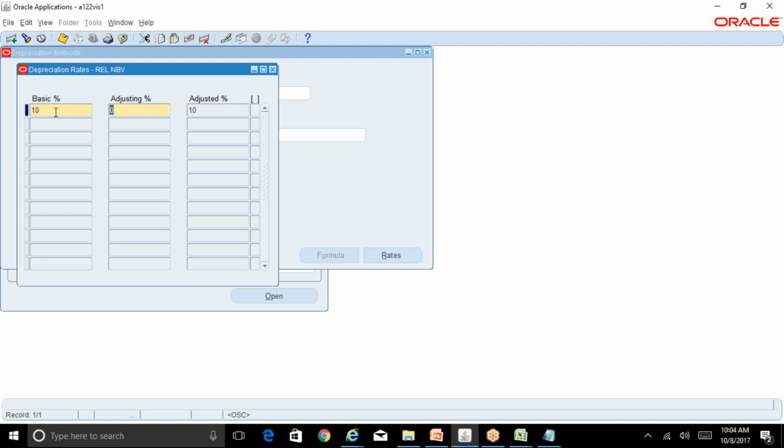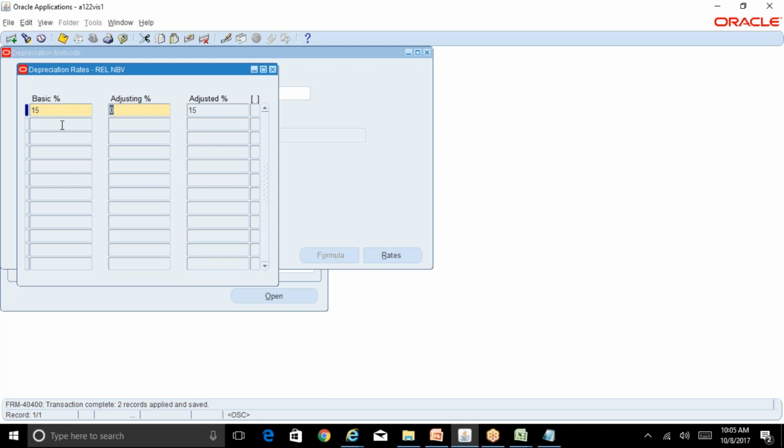Here I mentioned 10%, if I say adjusting percent as 10, you can see the total adjusted percent is 11. 10% plus 10% on this 10%, which gives you a total of 11%. If I say this adjusting percent as 50, then this will be 15%: 10% plus 50% on 10%. 50% on 10% is 5%, so 10% plus 5% will be 15%. If I say this as 0, I don't know why Oracle has given this particular functionality. If you really want 15%, you can straight away enter the percentage as 15% and adjusting as 0.